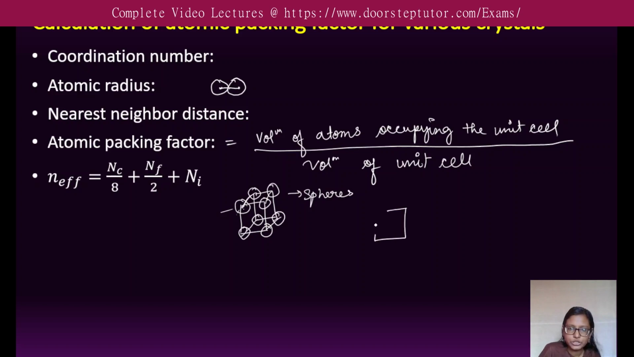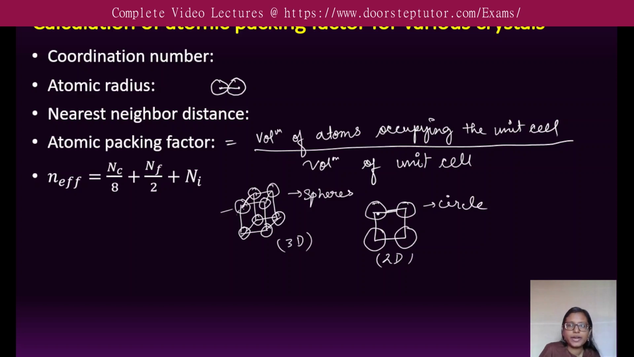Similarly, in 2 dimensions, let's say we are taking a square lattice. Atoms will be packed at the corners, and in 2 dimensions, atoms will be circles.